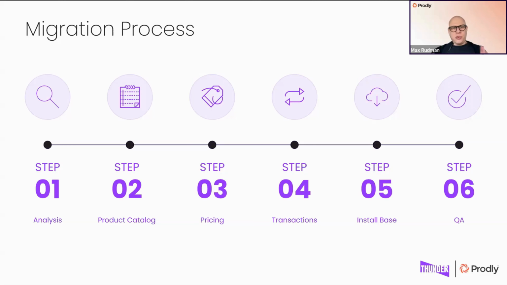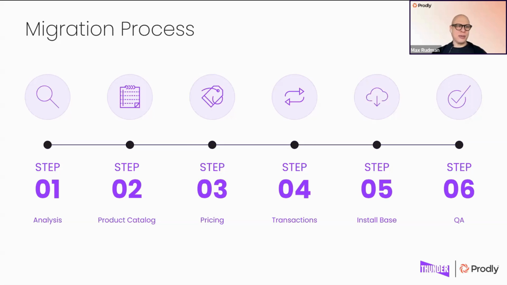So then there are the 4 migration steps. Obviously, the foundation of it all is the product catalog, and I'm going to talk about each of these in detail in the next slides. But the process is product catalog first. You've got to get the SKUs in, the bundles, whatnot. Next step is pricing. Step 4 is transactions. By transactions, we refer to orders and quotes. And step 5 is the install base. So this is contract subscriptions and assets in CPQ that need to be migrated to a managed asset in RCA.